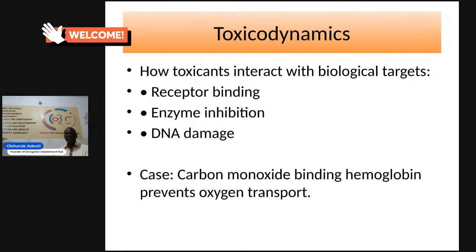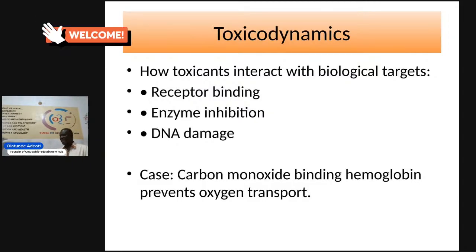Then toxicodynamics. Dynamics this time around means dynamism, interaction; it is going to involve interaction. So that is how toxicants interact with biological targets. It could be in the form of a receptor, and every toxin or every poison must have its biological target. There are some that will only target the liver. There are some that will only target the kidney. There are some that will target the skin. There are some that will target the eye.